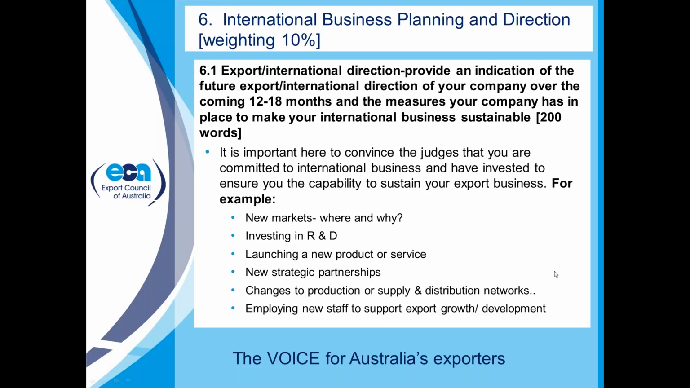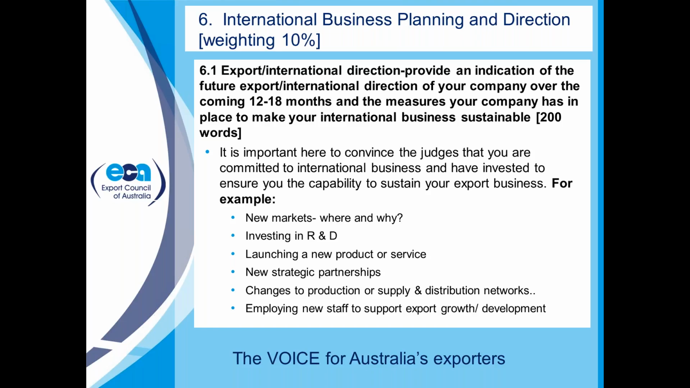Okay, final question. So, international business planning and direction. Okay, so this one is about your sustainability. So the judges will be looking at evidence of the company's commitment to international business. So what they want to know is what you've got in place to make sure your business will be still exporting in the next 12 to 18 months and beyond. Okay, so it's about sustainability. So just say if there's been a low dollar, or whatever's happened in the industry, how does your business combat that? Okay, and how do they maintain the export business throughout the year?